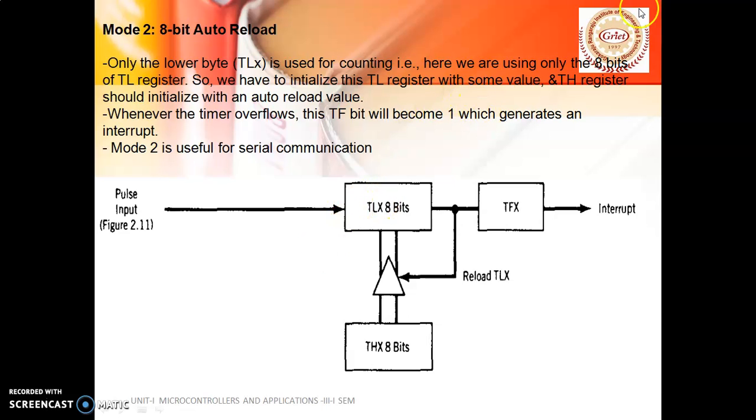After reaching the maximum value FFH, now if it gets one more clock pulse, then the TLX register gets reloaded with the value which is present in the THX register. That is why it is called auto reload mode. So for every rollback condition or for every overflow condition, this TF will become 1, which generates an interrupt. That is why it is called an auto reload mode. Why? Because after FF, this TLX register gets loaded with the value which is present in the THX register.